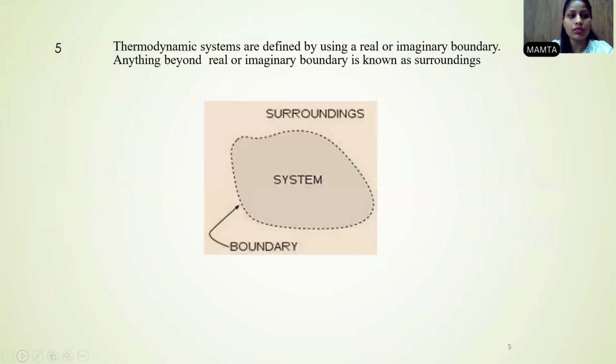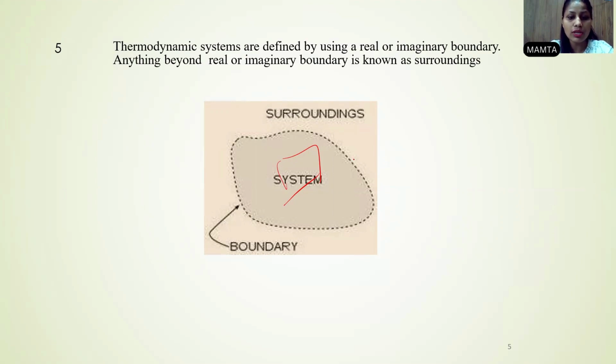Now, this is the thermodynamic system. In this picture, this is the system, this imaginary line is the boundary, and other than that, this is the surrounding. A thermodynamic system is defined by using a real or imaginary boundary. Anything beyond the real or imaginary boundary is known as the surrounding. To define a thermodynamic system, we typically draw a boundary around it. We separate it from the surrounding environment.